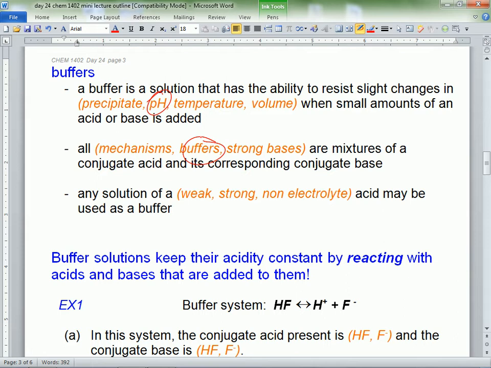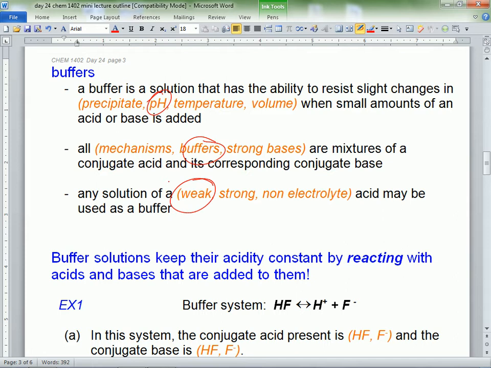Okay. Any solution, Jasmine? Any solution of weak acid may be used as a buffer. Yes. Now, why weak? Why not a strong acid?